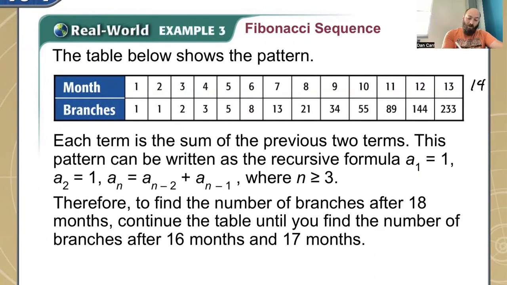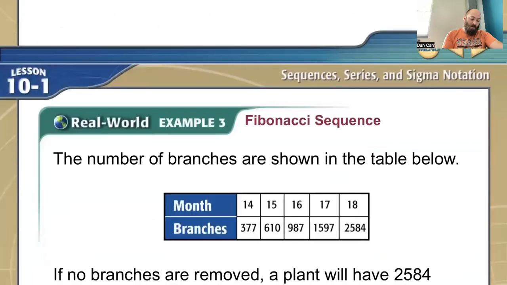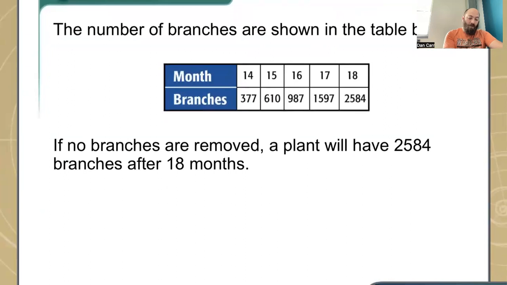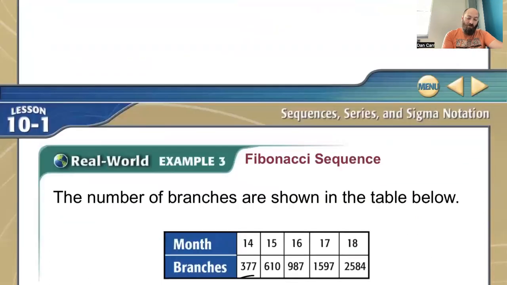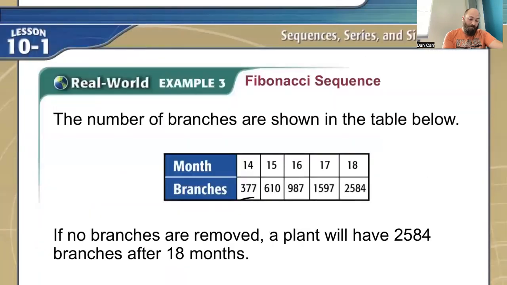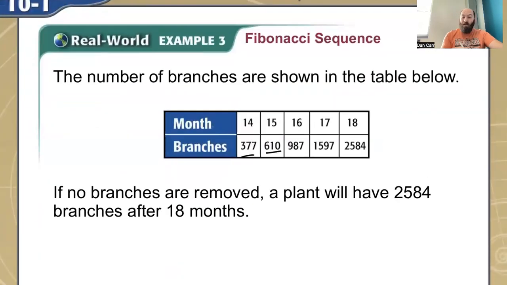So for example, for 14 months, this would be 233 plus 144. That's what goes there. Then do the same thing for 15 months with the previous 2. So that's what it looks like here. After 14 months, we have 377. We add the 377 plus the previous month, which is 233. That gives me 610, and then so on.